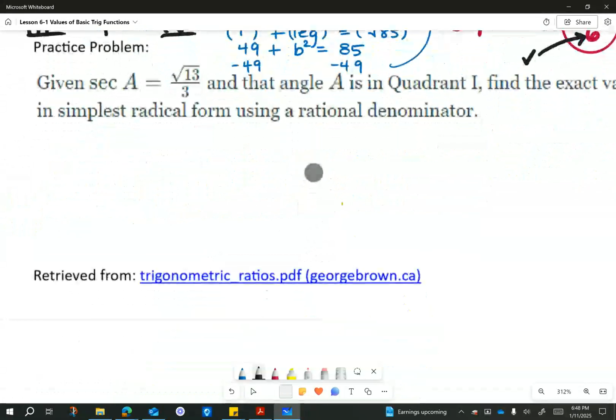So in practice problem 3, I'm going to give you an example where a denominator is not going to be rational, and how do you fix that?